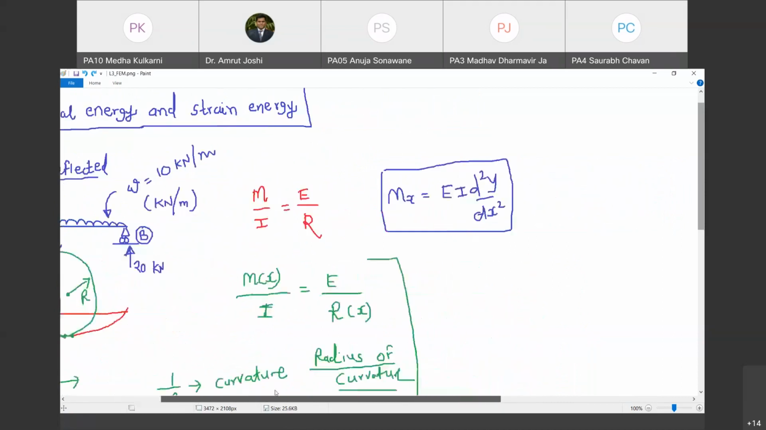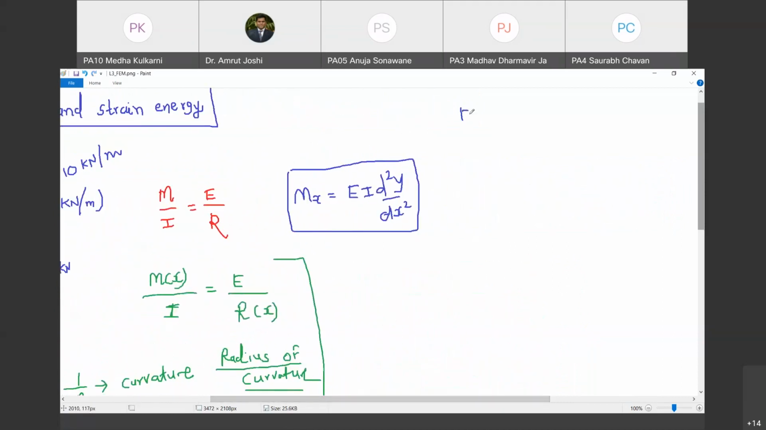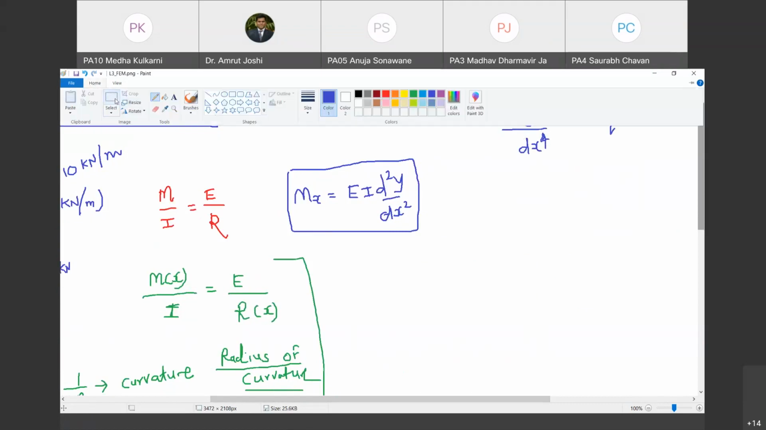So to write that equation, we have to do this. Look, EI, are you with me? Yes, sir. d4y by dx4 is equal to q. Are you with me? Yes, sir.